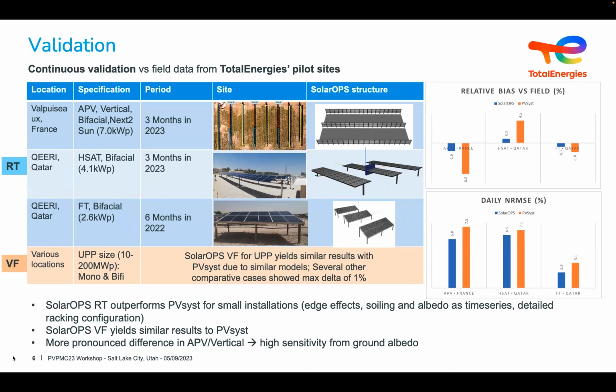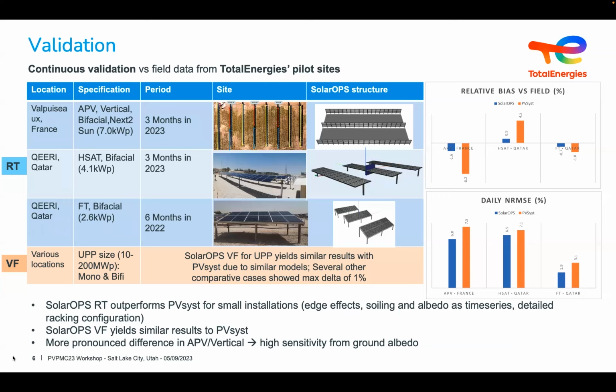This makes sense because ray tracing, of course, is not suffering from edge effects. And also we have a way more detailed way to introduce soiling and albedo as time series. We have a much more detailed racking configuration and so on. Also, we see that the difference in the bias is more pronounced on Agri-PV vertical, probably due to the higher sensitivity to the ground albedo.